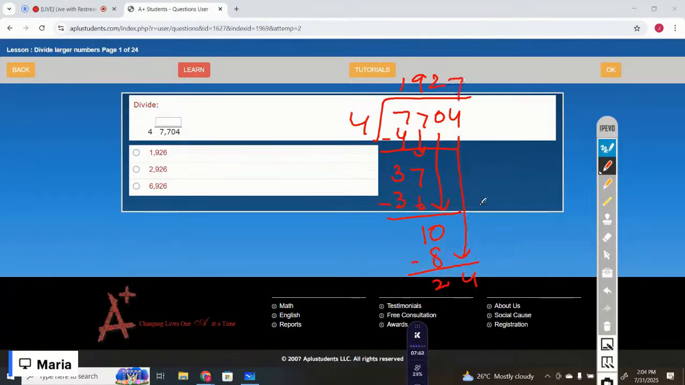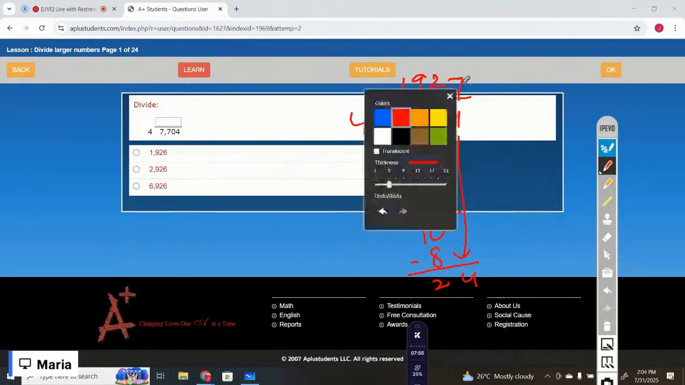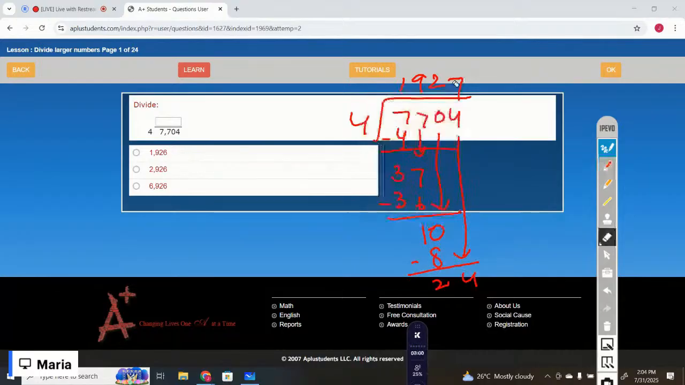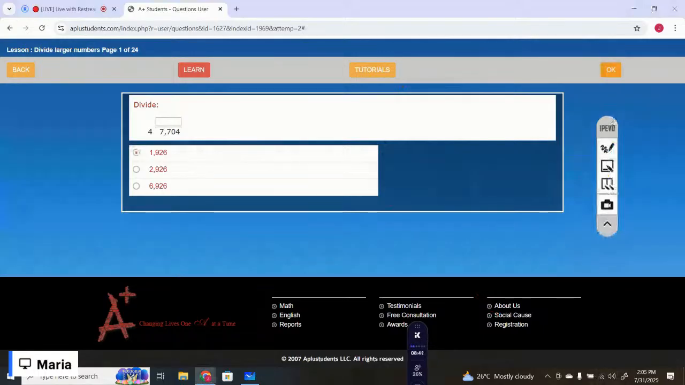4 times 6 is 24. 24 minus 24 is 0. So the correct option is 1926. Option number 1 is the correct option, that is 1926.